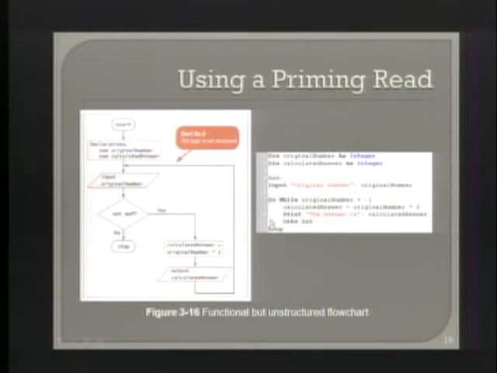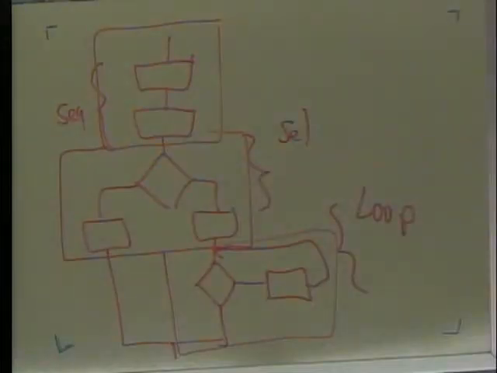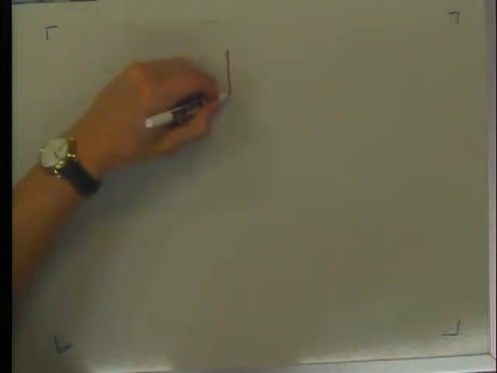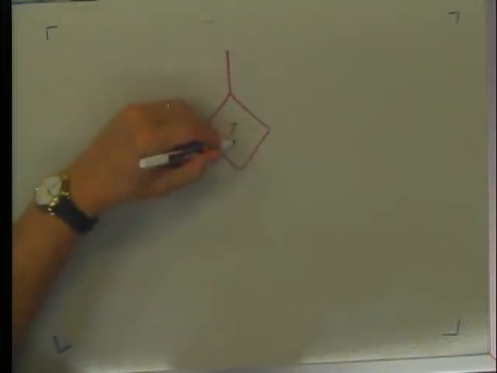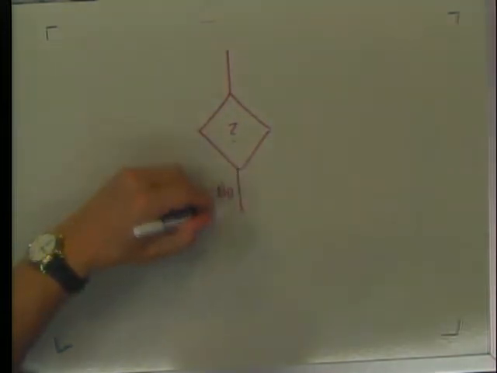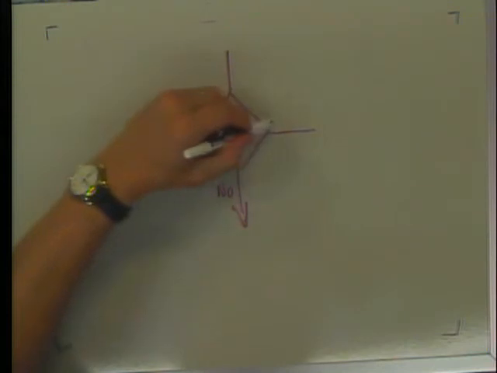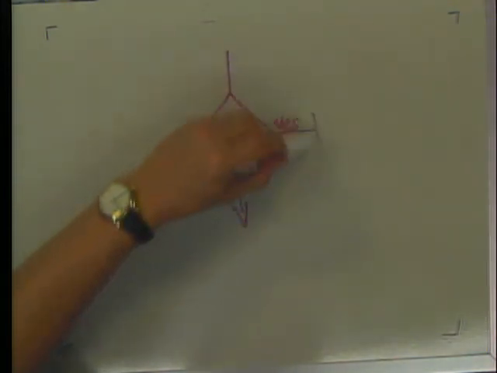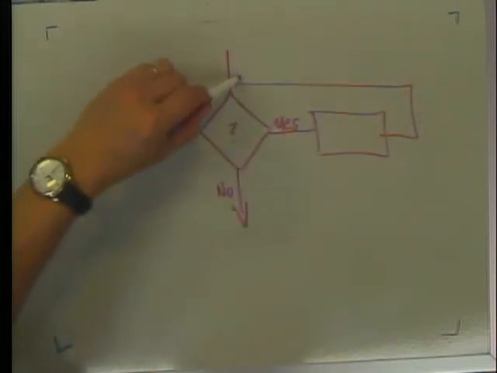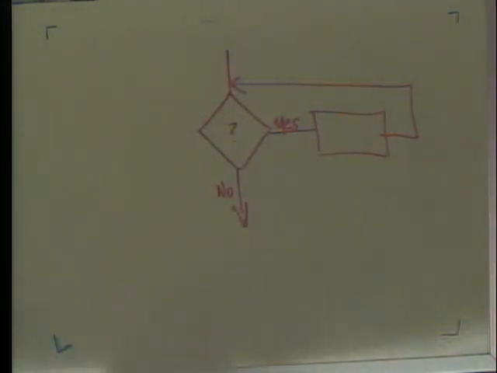And how do I know, by looking at the flowchart, that this is not structured? Well, let's go back and look at what a loop is supposed to look like. So let me erase this out. You ask a question. The answer is no. Exit the loop. If the answer is yes, you do something, then you come back like this. This is the critical piece to this, right here.